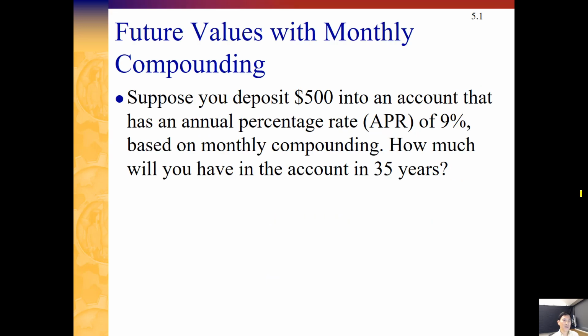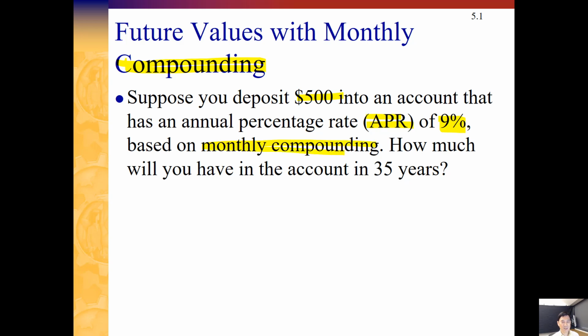Let's first look at the effect of compounding other than annual compounding with an example. So suppose you deposit $500 into an account that has an APR. So APR is the annual percentage rate, or what is coded as the legal interest rate for any type of account or loan. But it is based on monthly compounding.